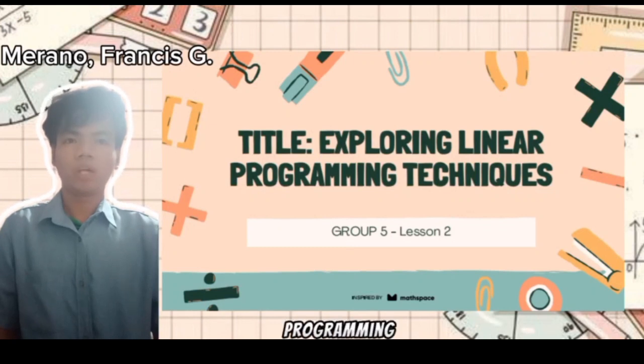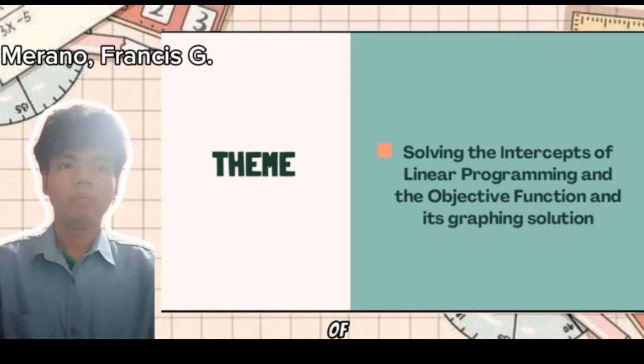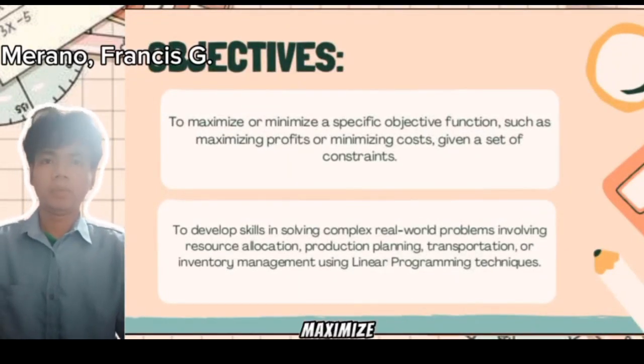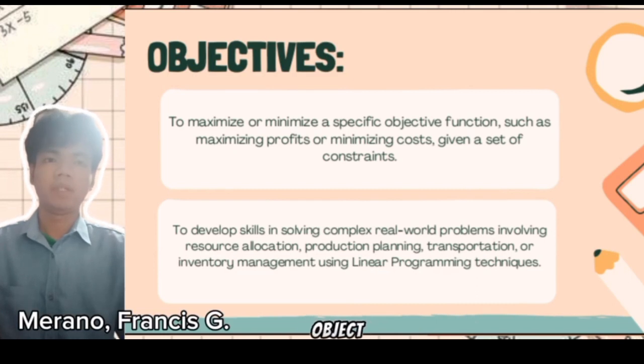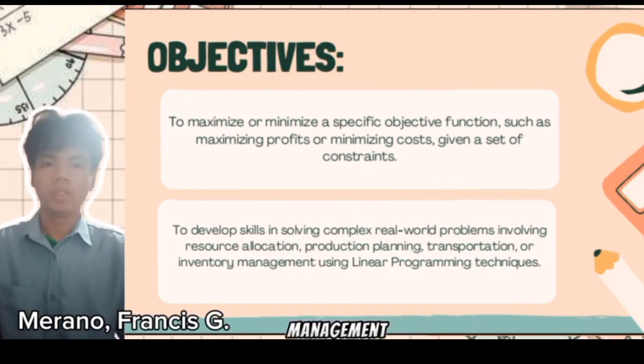And that's it. Our topic today is exploring linear programming techniques from lesson 2. Theme: solving the intercept of linear programming and the objective function and its graphing solution. Objectives: to maximize or minimize a specific objective function, such as maximizing profit or minimizing cost, given a set of constraints. To develop skill in solving complex real-world problems involving resource allocation, production planning, transportation, or inventory management using linear programming techniques.